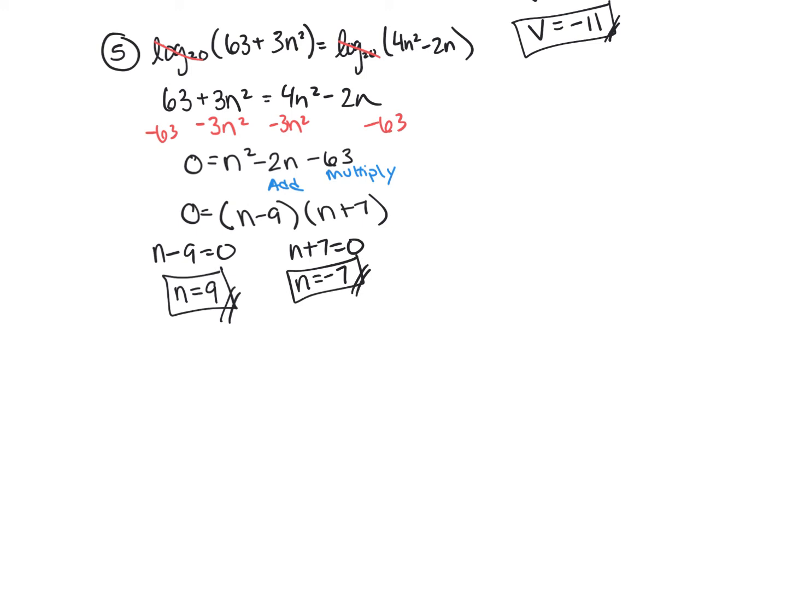Hopefully you've gotten the idea by now that if you have 2 logs equal to each other that have the same base, you can just cancel them out. So now that we've got that, let's practice some of our rearrangement or our log bay.